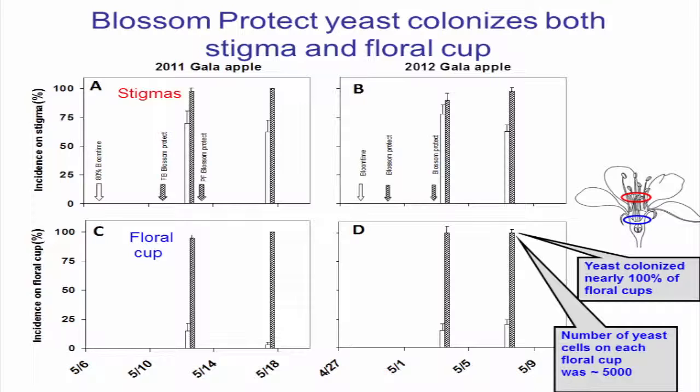But we look down in the floral cup and we find how many flowers have yeast on them. Well, in the floral cup, all of them have yeast on them. We look at how many of them have a bacterial population we can actually measure. These are really tiny populations. Well, we can hardly find the bacteria in the floral cup. So that's why this is such an interesting thing. It's sort of a different game completely in fire blight biocontrol.